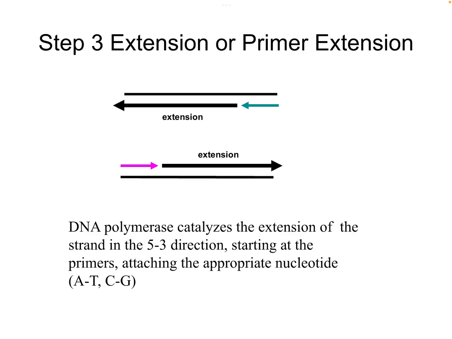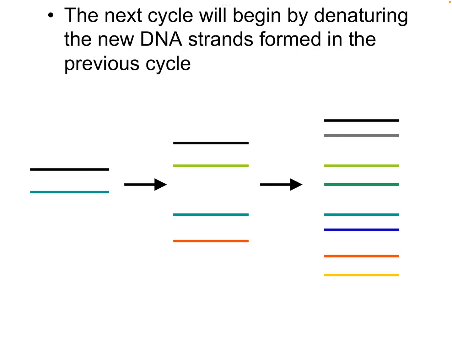And then step 3 is the extension, or primer extension. The DNA polymerase catalyzes the extension of the strand in the 5' to 3' direction starting at the primers, attaching of course the appropriate nucleotide: adenine to thymine and cytosine to guanine. And then the next cycle will begin by denaturing the new DNA strand formed in the previous cycle. So, this one, we have made a new strand. After that, it is denatured again. The cycle will begin again, so the amplification is by power of 2.